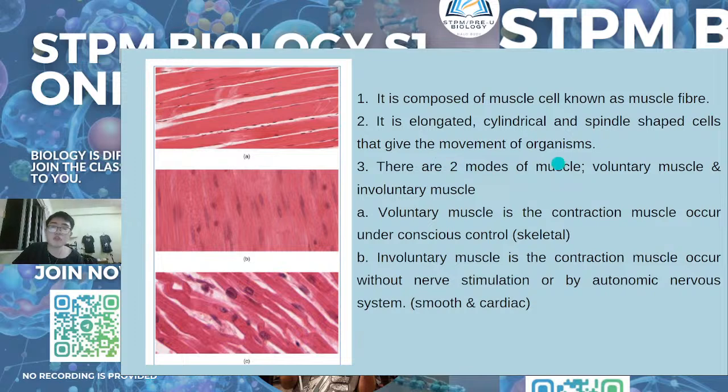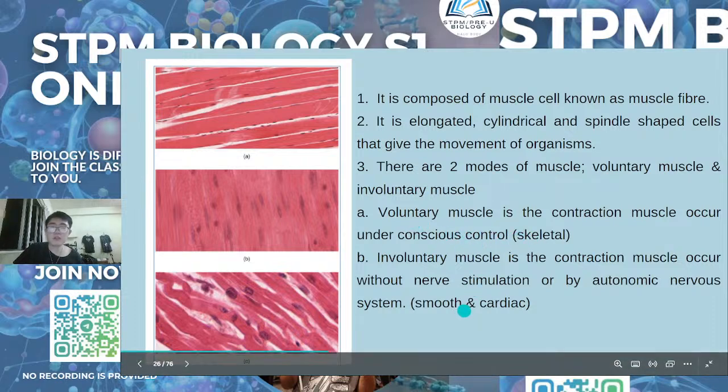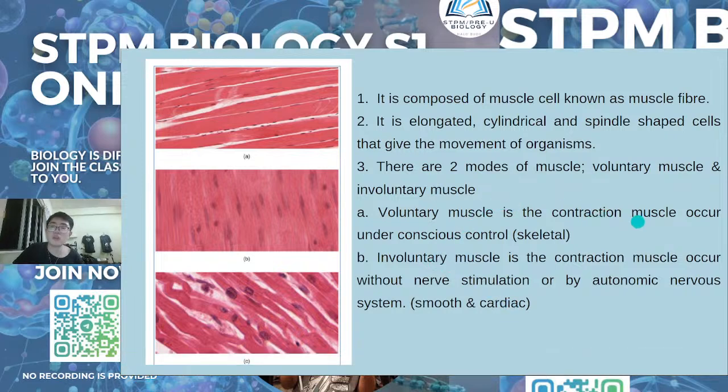Okay, so there are 2 modes of muscle, either voluntary or involuntary. So normally our skeletal muscle is voluntary muscle. Our smooth and cardiac muscle is involuntary. So voluntary is the contraction. Our contraction and relaxation occur under conscious control. So normally walking, running, all these and lifting things are because of skeletal muscle. Because you can control yourself.